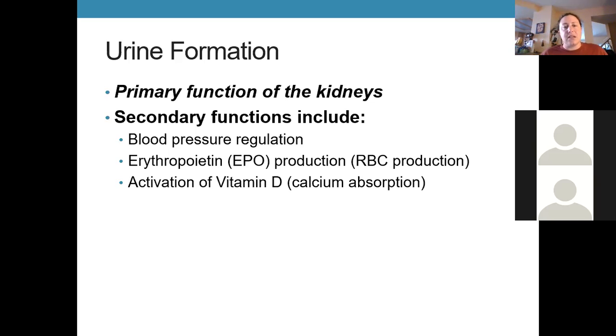A couple of things that the kidneys do that are unrelated to their urine formation functions: they are the source of erythropoietin, which is the hormone that actually stimulates red blood cell production in the bone marrow. And this is because they are pretty much always receiving a good quantity of arterial blood, and if the oxygen levels in that blood drop, they will release more of this hormone.